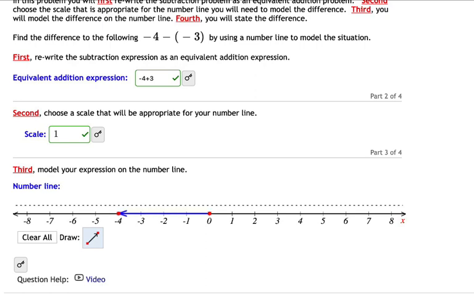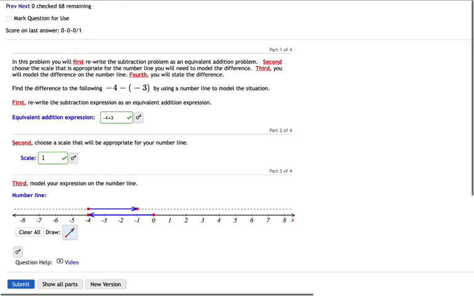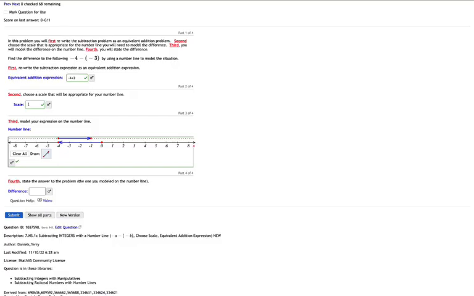We go out to the first number, which is -4. We start the second line where the first one ended. We are adding 3, so we're going to go 3 in the positive direction, which is to the right. So 1, 2, 3. Where the last line that we drew ended, that is the answer to -4 plus 3 or -4 minus -3, and that happens to be -1.